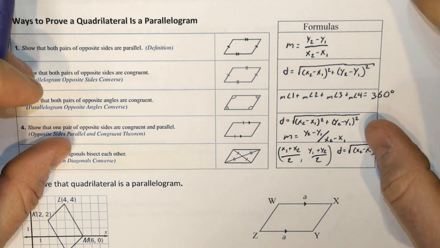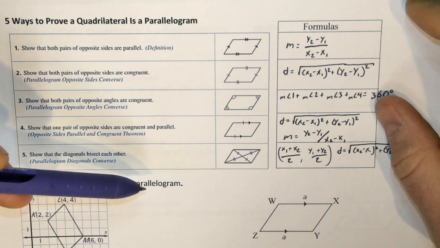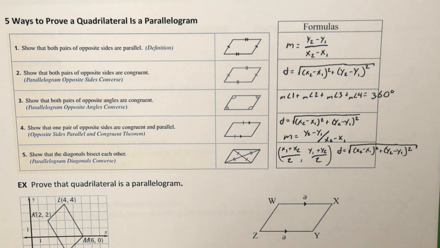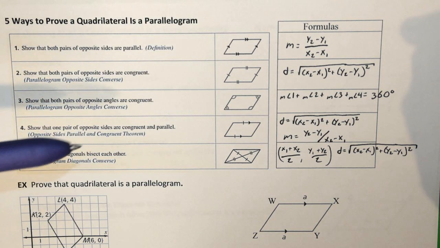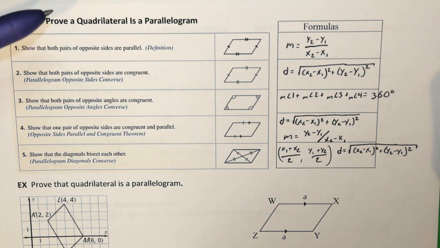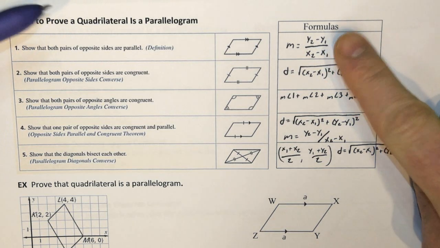What we're trying to do, once again, is we're trying to prove that something is a parallelogram. So how do you do that exactly? Well, here's a couple of strategies. Strategy number one. What you can do is you can prove that your quadrilateral has two sets of parallel sides. And so that means you need to show that something is parallel. And the best way to do that is by using slope.